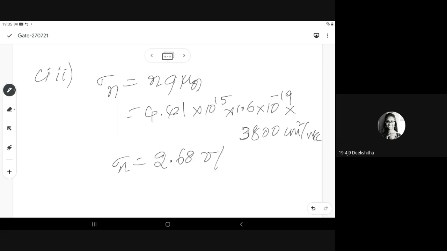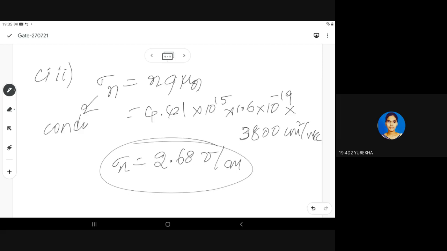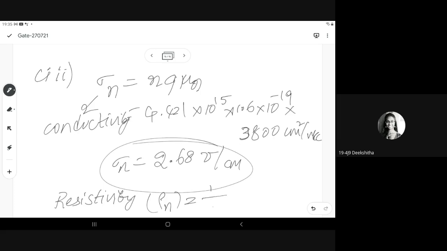So per centimeter or centimeter square? Check it out. I think it is mho per centimeter. Only centimeter, sir. So 2.68 mho per centimeter. So that is the conductivity. Then what about resistivity? Rho n is equal to 1 by sigma n.